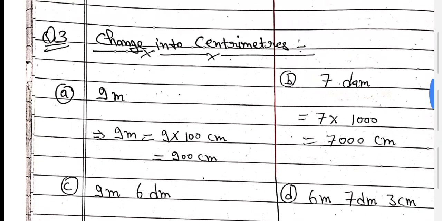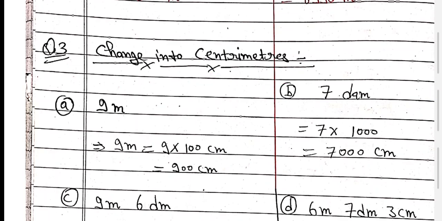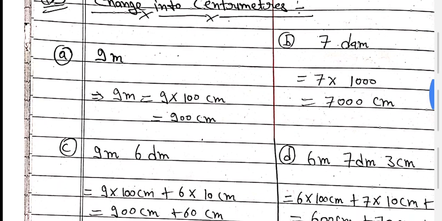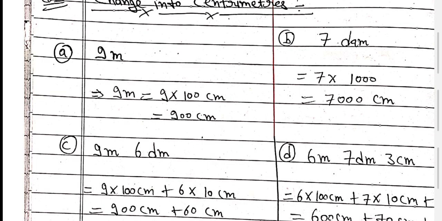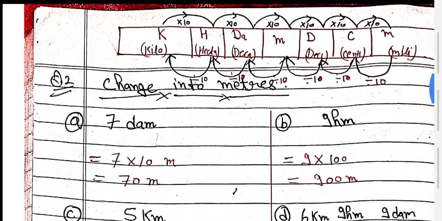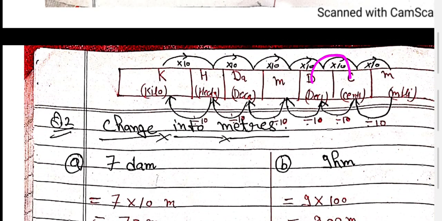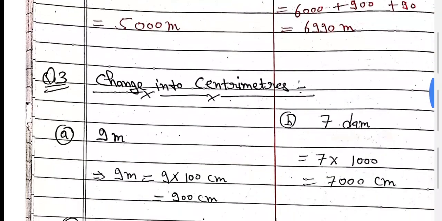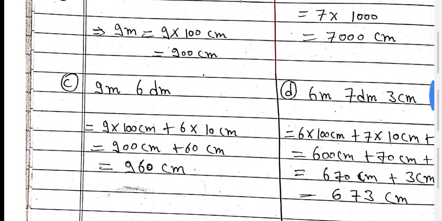Now come to C part, because we have to convert into what? Centimeter. 9 meter and 6 decameter. For the meter you have to multiply by 100. So multiply by 100 here. And it is decimeter, dm. Now just see dm. Where is dm? Here. Deci, you have to convert to centi. You have to multiply only by 10. So when you multiply by 10, it will become what? 60. So when you add, it will become 960.